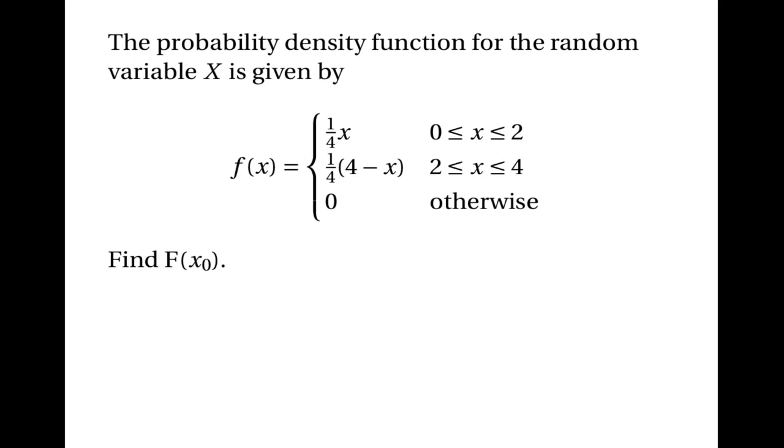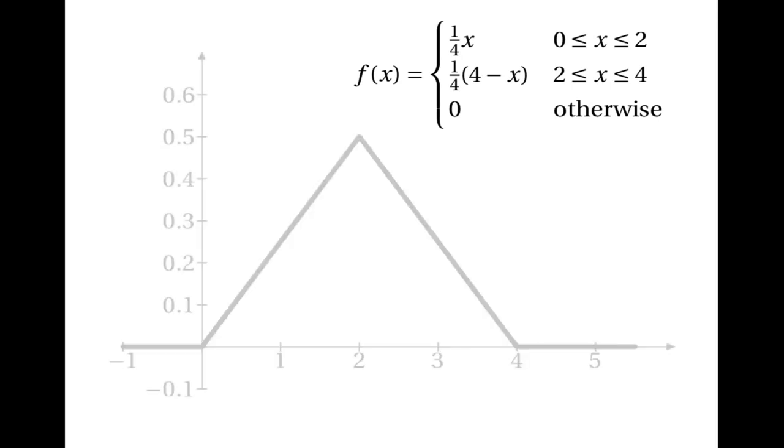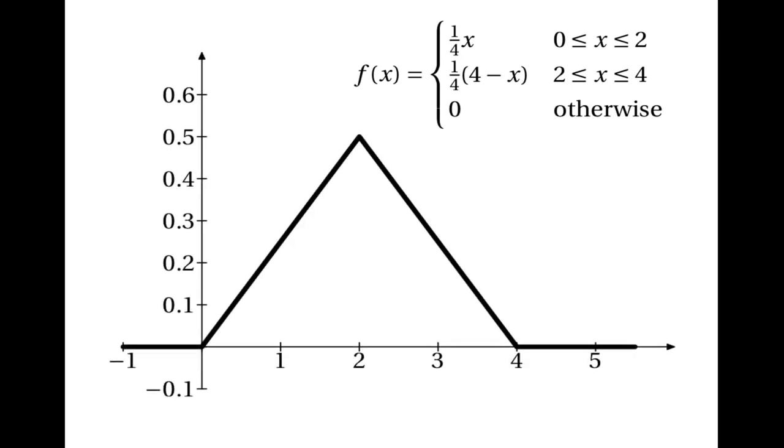Now, when the graph of the probability density function is made up out of straight lines, we can find the cumulative distribution function using some simple geometry. It helps to visualize the graph, and in this case it looks something like this. Now we've got 2 cases to consider. The first is when x0 is between 0 and 2 on the left-hand side of the graph. And in that case we're looking at something like this.